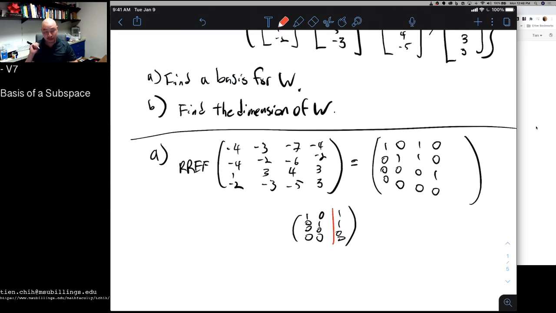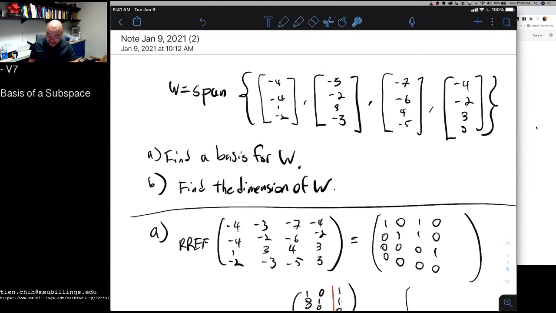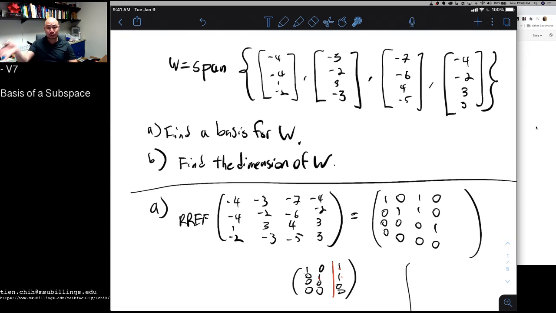And note that if I make that an augmented matrix, what you would observe is that this matrix has a valid solution, right? x1 being 1, x2 being 1. And if that's the case, what that's telling us is that this vector here is obtainable from these two vectors. In fact, you can obtain this vector by adding these two vectors together: minus 4 plus minus 3 is minus 7, minus 4 minus 2 is minus 6, 1 plus 3 is 4, minus 2 minus 3 is minus 5. And so if I'm trying to put together a basis for W, I don't need this vector, right? It's redundant. I already have this and that. I can put them together to make that.